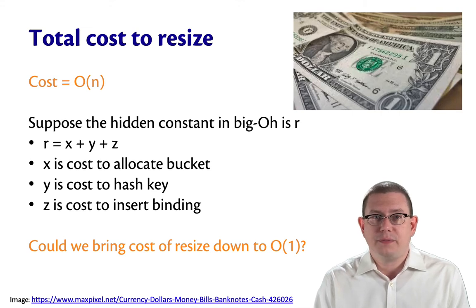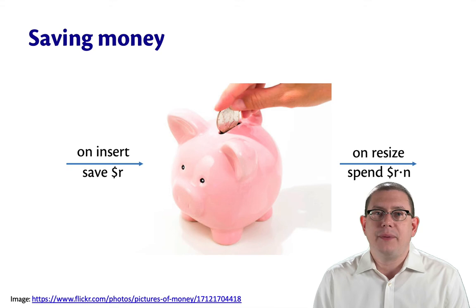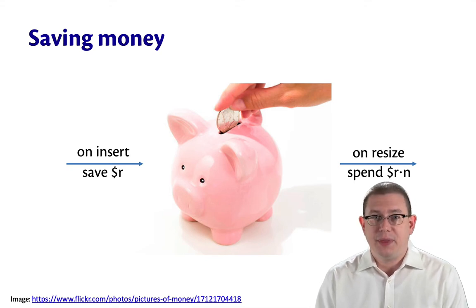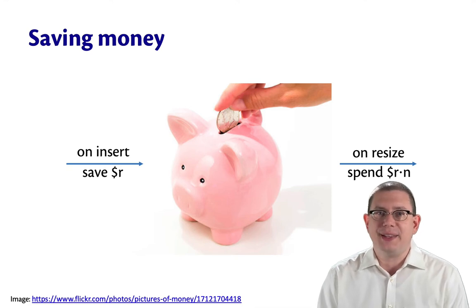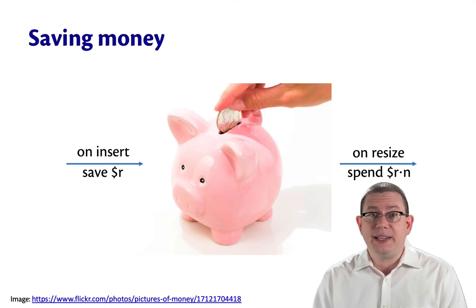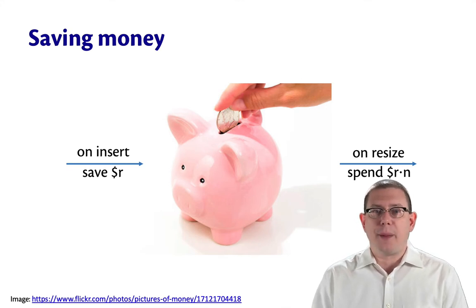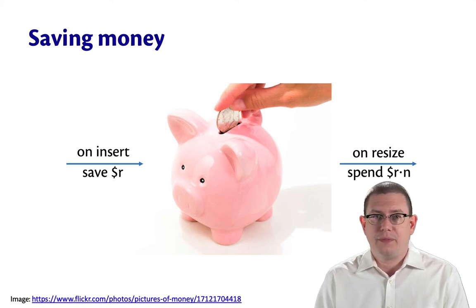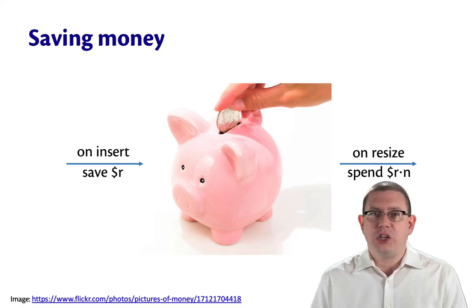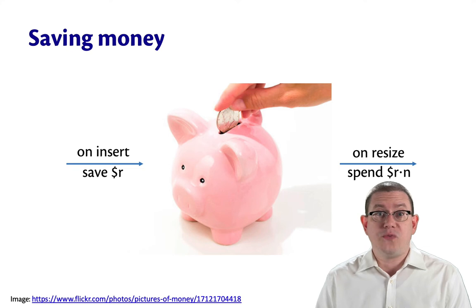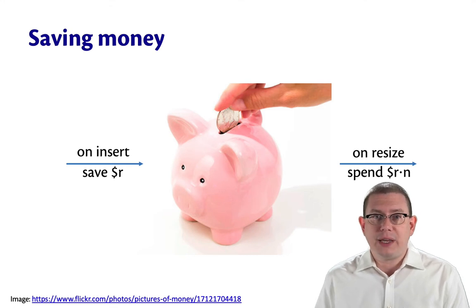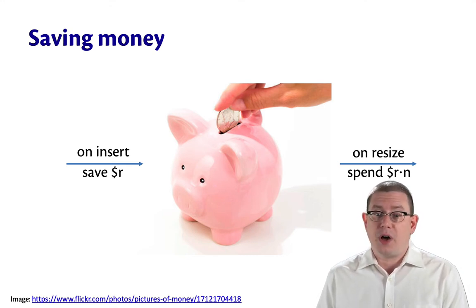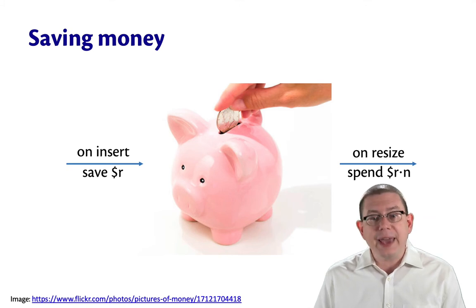Here's how that works. Let's imagine we have a piggy bank. And in that piggy bank, we save money. And from time to time, we crack open the piggy bank and spend money. So here's my idea. Every time we do an insert operation, let's save our dollars inside of our piggy bank. Then, on that rare occasion when we need to do a resize operation because the load factor of the hash table has gotten too high, then let's crack open the piggy bank and spend whatever money we need to from inside of it. In particular, if we've got n different bindings in the table at that point, let's spend r times n dollars in order to pay for that resize operation.